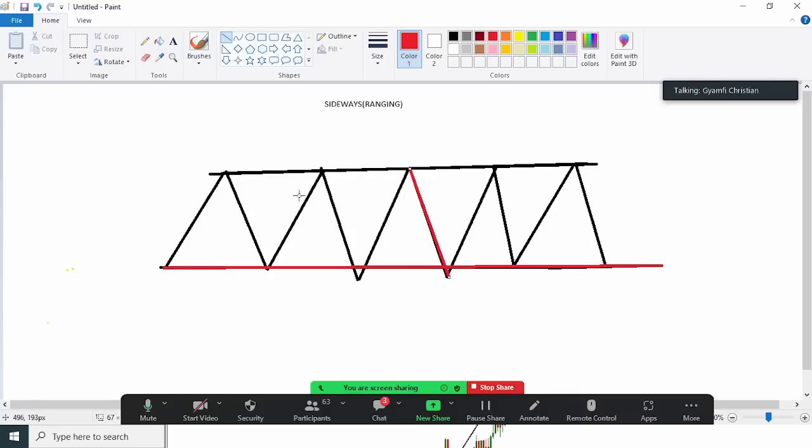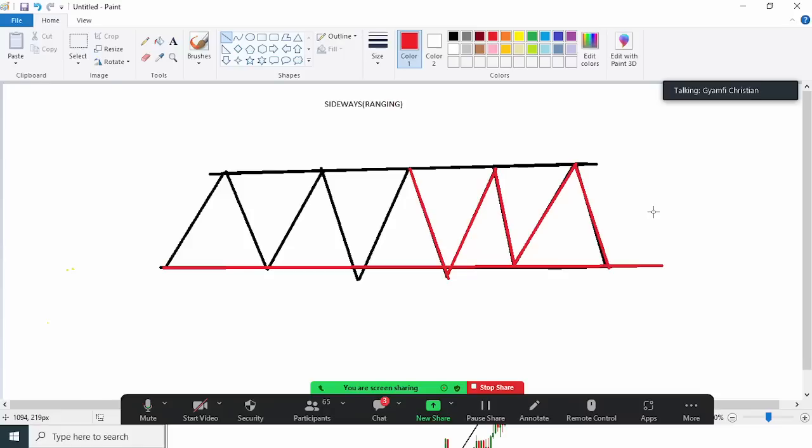And we know that it has been ranging within this area. So anytime the market hits our support, we expect it to go up. Anytime you see a ranging market, you can take advantage of it, and you just buy, sell, buy, sell, buy, sell. But anytime you are profiting from a ranging market, you should also understand that the market can break out at any point in time.